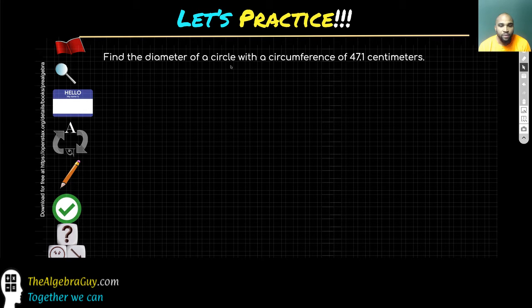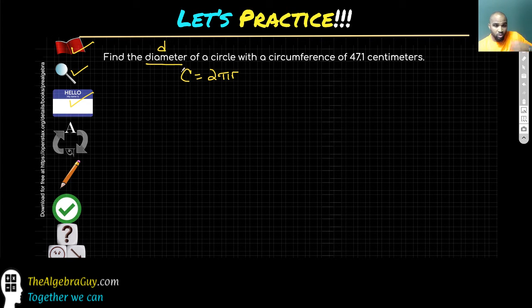Find the diameter of a circle with a circumference of 4.71 meters. So what are they asking for? Diameter. So we got that piece. We read the problem. Let's let diameter represent D because that's what it usually represents. Got that. Let's see if we can set this up to translate this problem into an equation. Well, we're looking for circumference. So I'm going to again start with the circumference formula, 2 pi r.